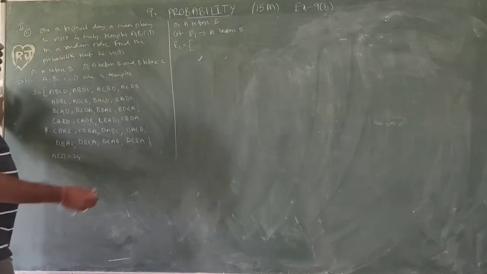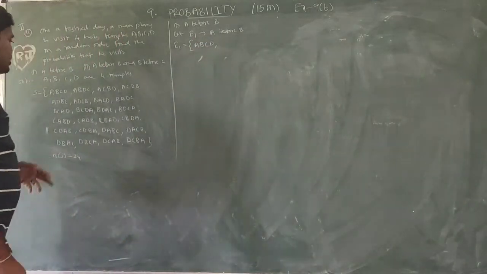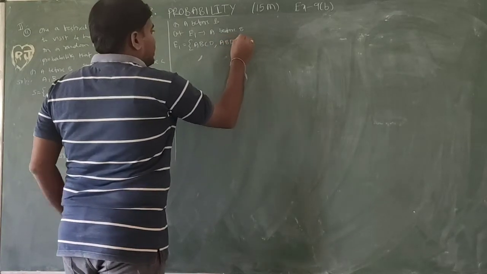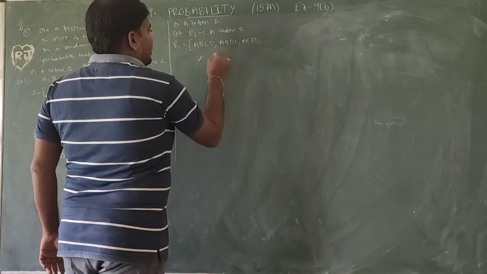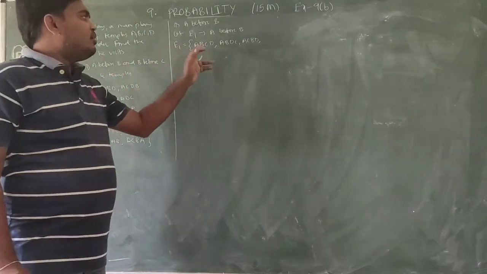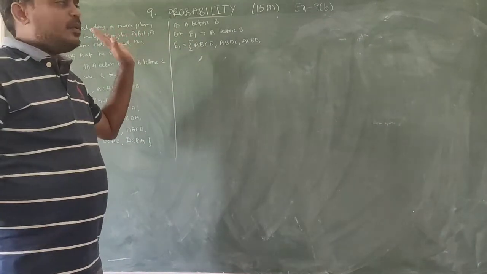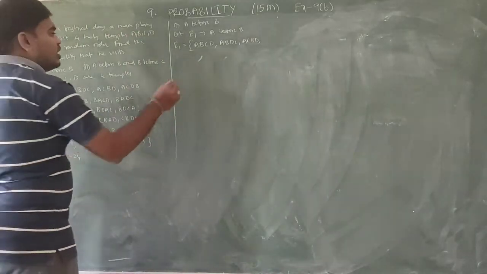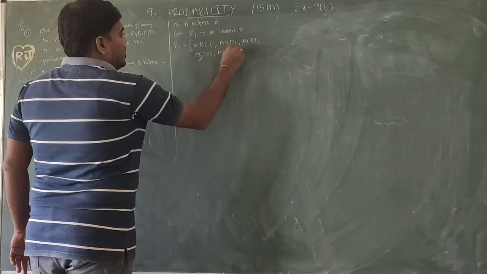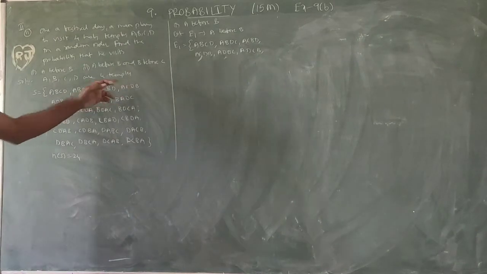Now, A, B, C, D: in this, B is after A. Next, A, B, D, C. Next, A, C, B, D. If we take A first, B is always after A. So A, C, B, D; A, C, D, B; A, D, B, C; A, D, C, B. That is 1, 2, 3, 4, 5, 6.